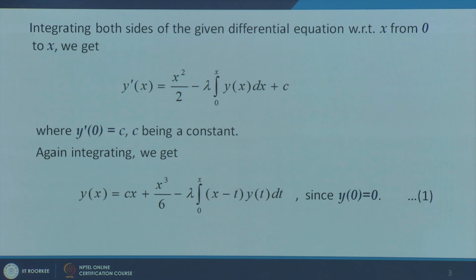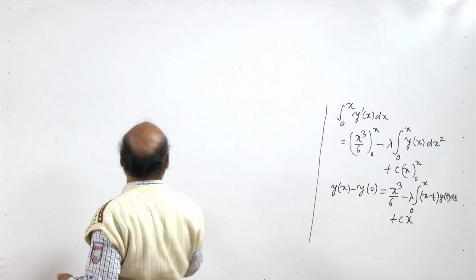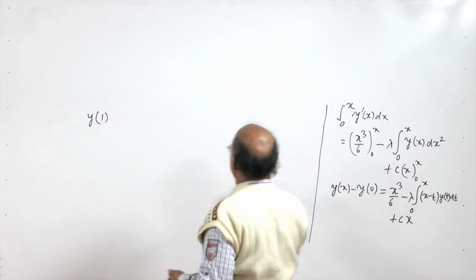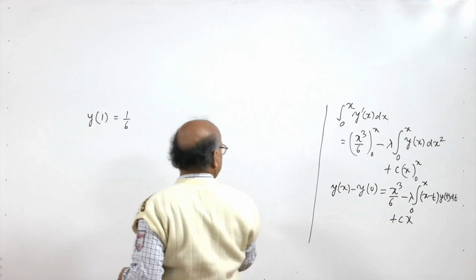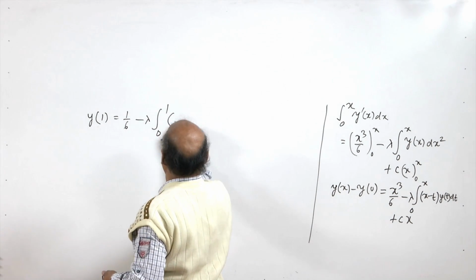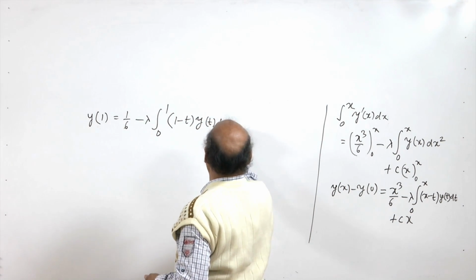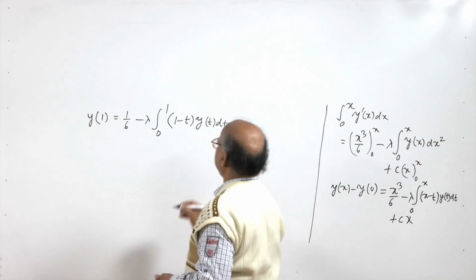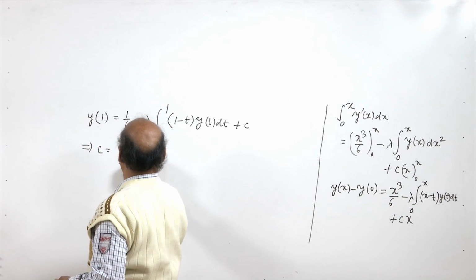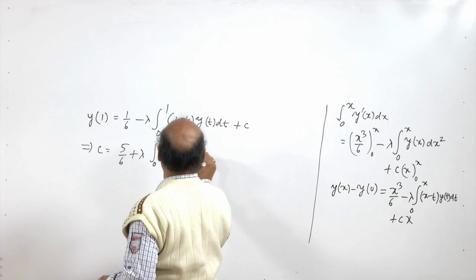So what we will do is, let us now put x equal to 1 to determine the value of c. So y(1), y(0) is 0, so y(1) equal to 1 by 6 minus lambda integral 0 to 1 (1 minus t) y(t) dt plus c, and y(1) is equal to 1, so we get c equal to 5 by 6 plus lambda integral 0 to 1 (1 minus t) y(t) dt.